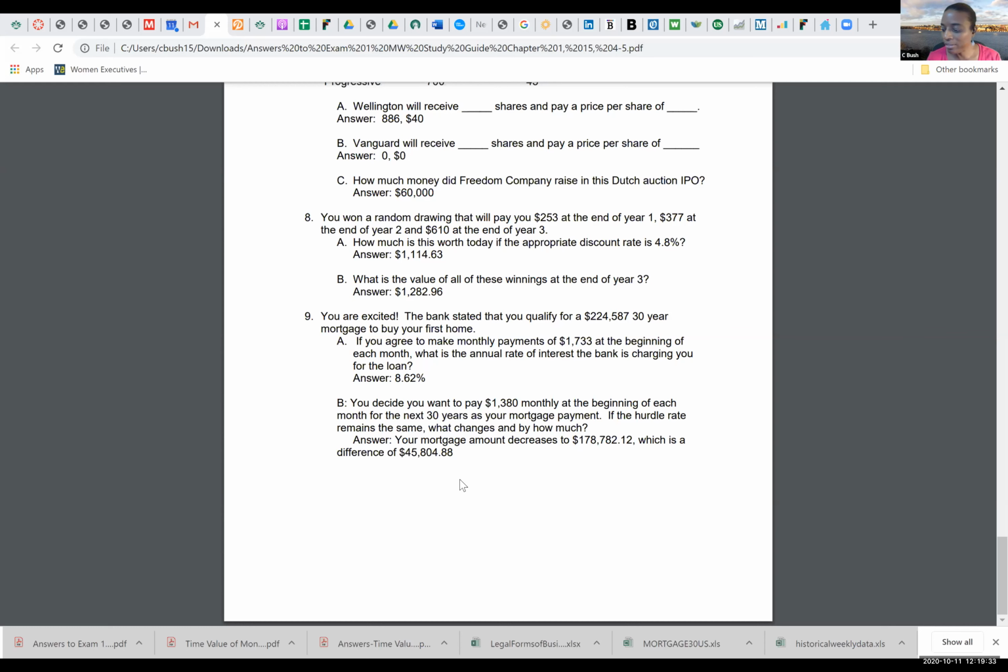So I look at my calculator, I have 360 as my N. I have positive 224,587 as my present value. I have negative 1,733 as my payment. I have 0 as future value, and I have changed my calculator to begin mode. I then scroll up to my I, I hit alpha and enter.